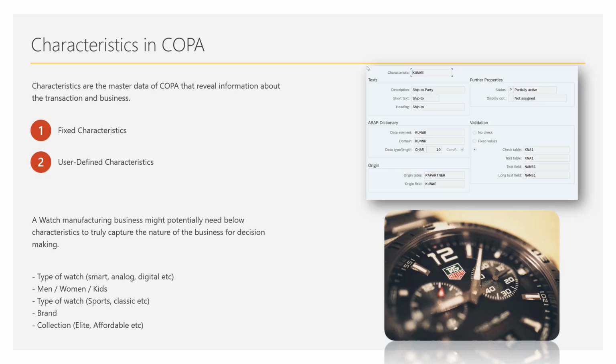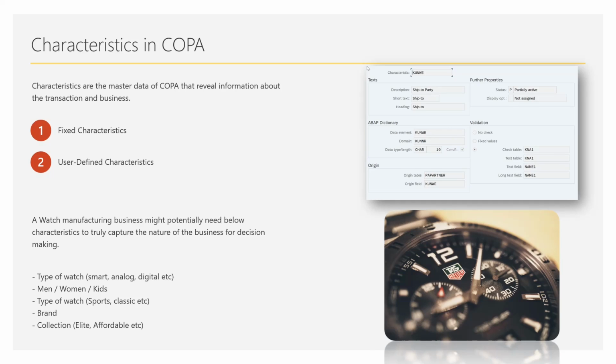Now let us assume that I have assigned this ship to party as a characteristic to that operating concern. When I'm posting a sales order, the system will capture this ship to party value, that means the customer which is defined as the ship to party in that profitability segment. So this is how a profitability segment will be formed. We are not going to define a profitability segment as a single master data. A profitability segment is a combination of various characteristics. And what is a characteristic? A characteristic, as we said, is a different master data that is revealing information about this transaction. For example, in this case, it is a ship to party.